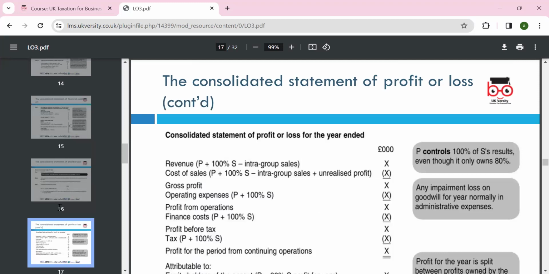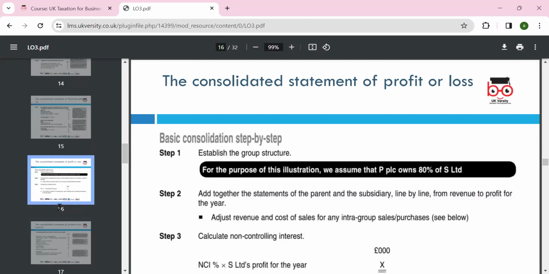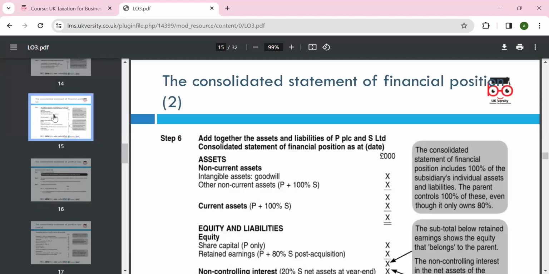Yes, sir. Let me ask this. Hello, sir. Yes, please. In the calculation of the goodwill, we have the proportionate method and we have the full method. So can we use any of them, or strictly go by the full method?